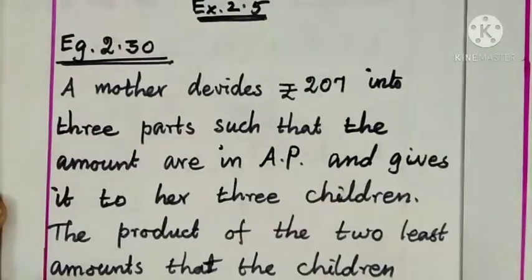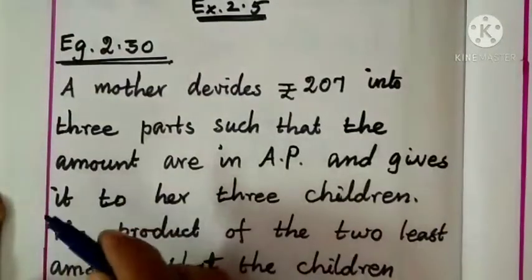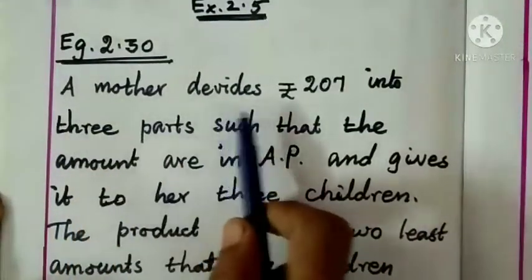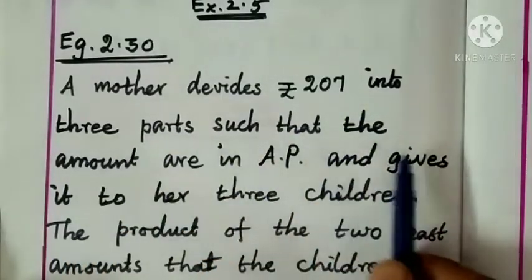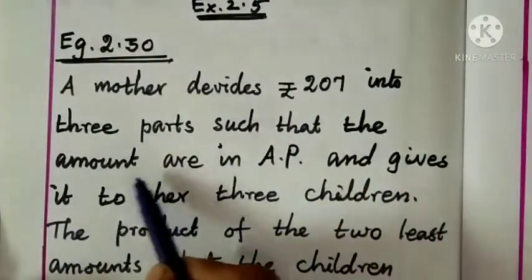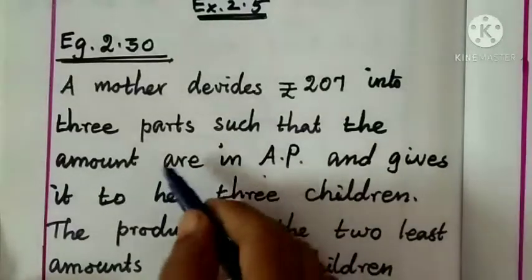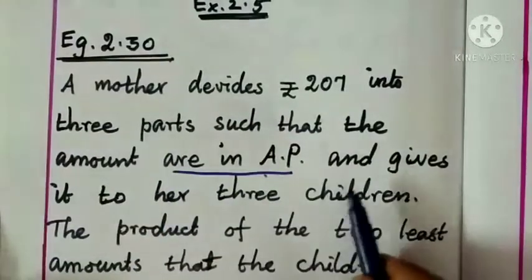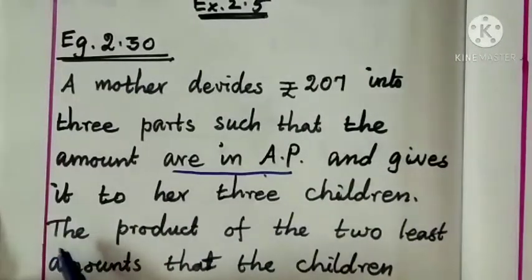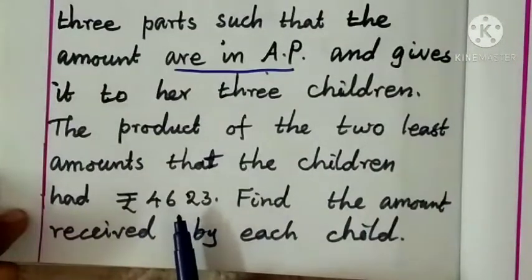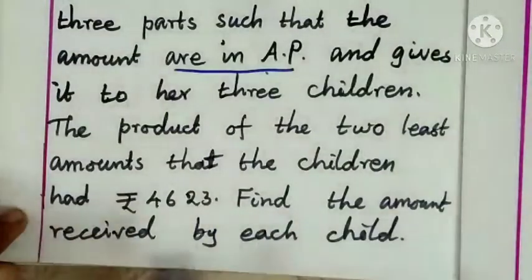Let us do the example 2.30. See the question. A mother divides rupees 207 into 3 parts such that the amounts are in AP, and gives it to her 3 children. The product of the two least amounts that the children had is rupees 4623. Find the amount received by each child.